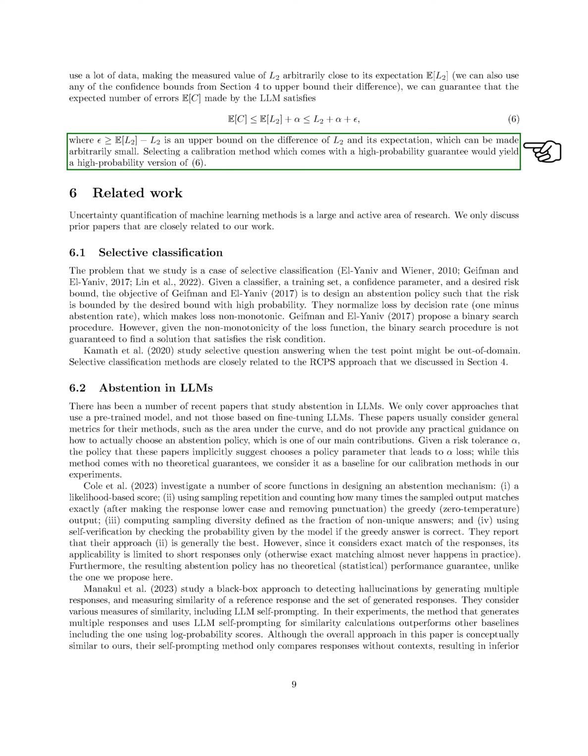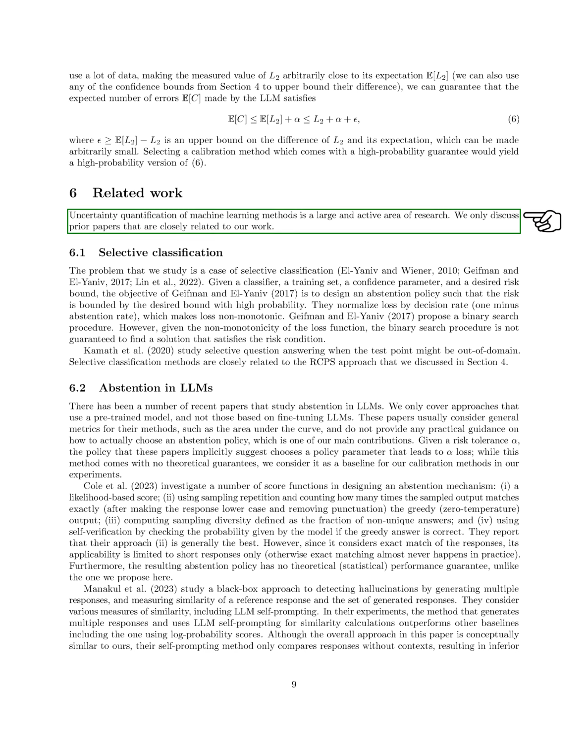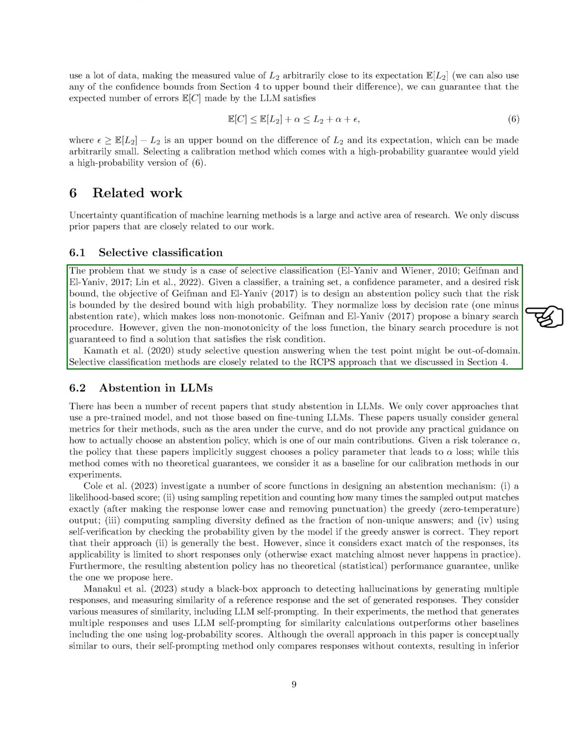Section: Related work. In this section, we delve into the research related to uncertainty quantification of machine learning methods. We focus on prior studies closely linked to our work. One area we explore is selective classification, where the goal is to design an abstention policy for a given classifier, training set, confidence parameter, and desired risk bound to ensure the risk stays within the specified bound with high probability.